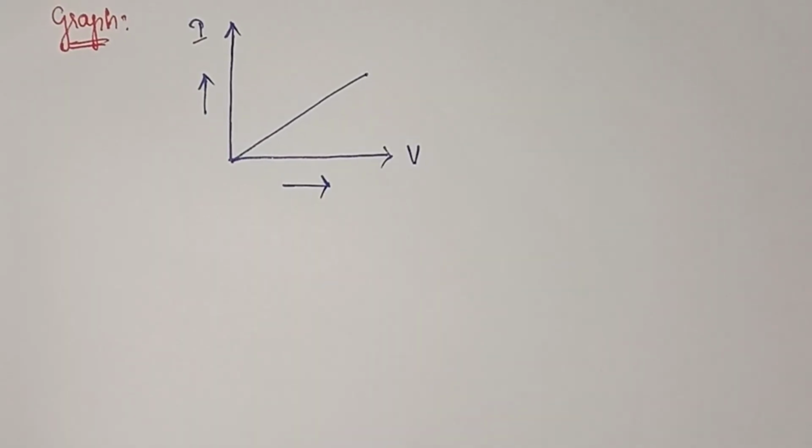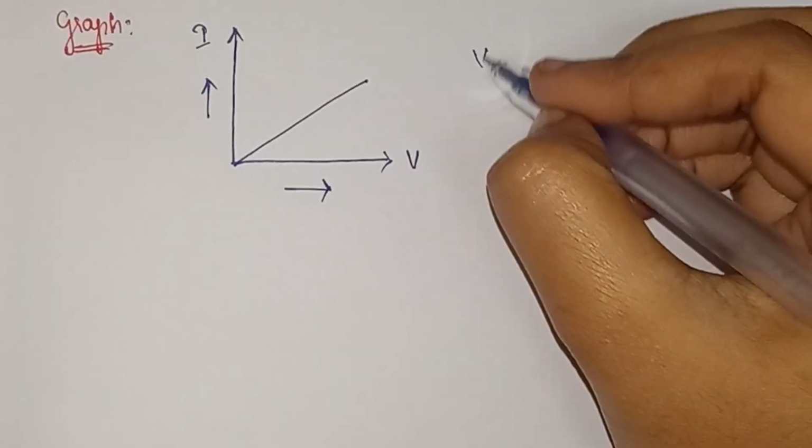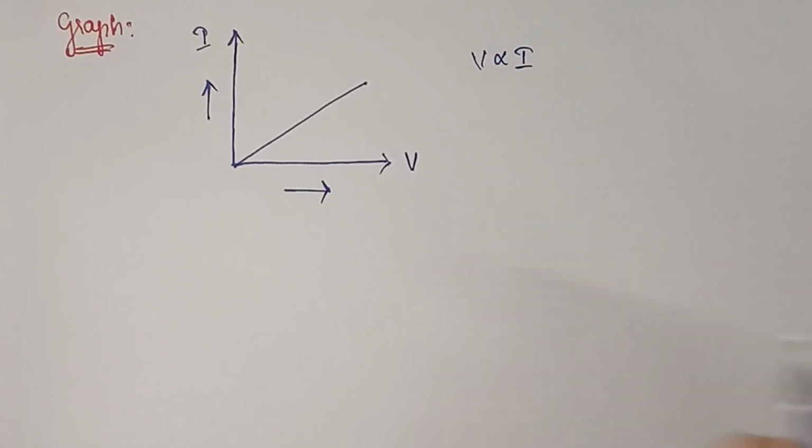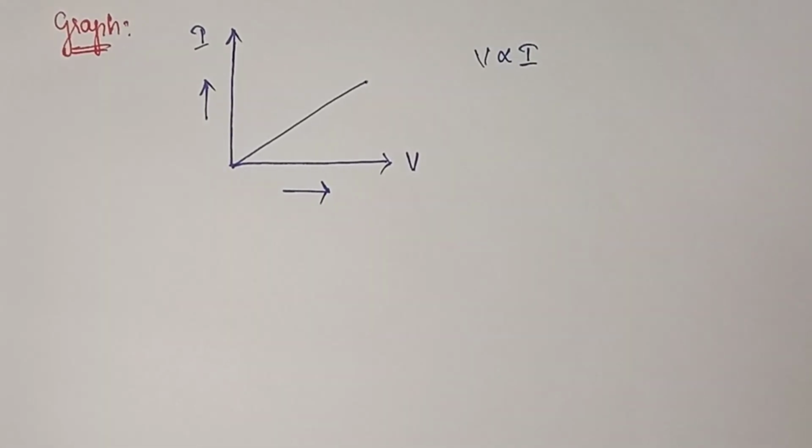So now let's see the graph. What does this graph tell? Since V is directly proportional to I. What is meant by directly proportional to I? If V is increasing, then I also increases. If V is decreasing, then I also decreases. That is meant by directly proportional.